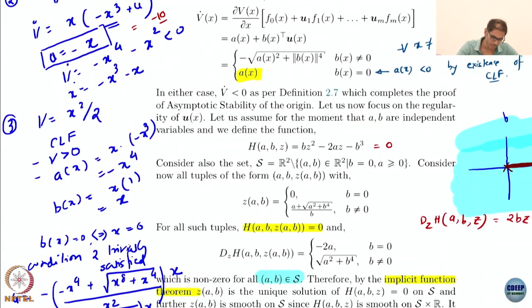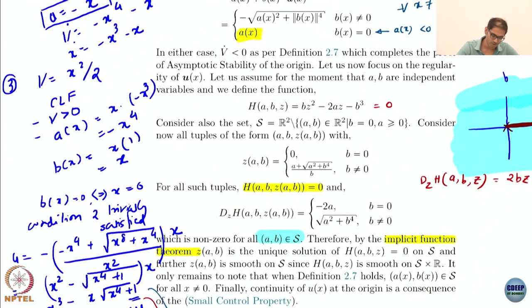So I first compute A of x, which is what? Del V del x, F0 of x. So what is del V del x? It's x. Del V del x is just x times F0 of x, which is minus x cubed. So A of x is minus x to the power 4. What is B of x? It is del V del x, which is x again, times F1 of x, which is just 1. Okay? So it is just x.